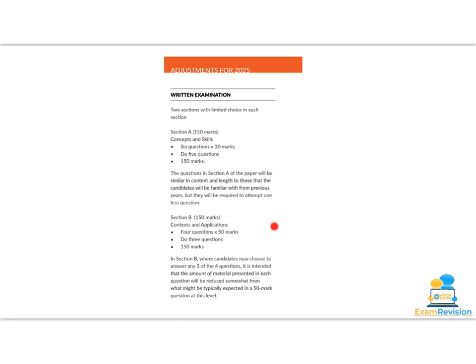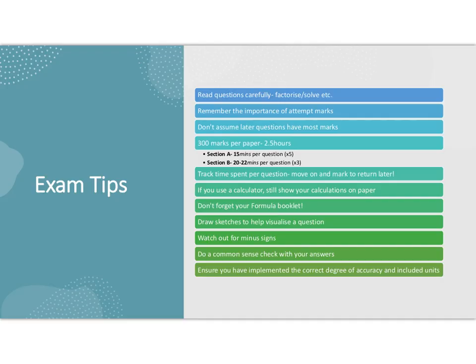For Section B, which is your context and applications section, where they'll generally put a couple of different topics together, you're going to have 4 questions and you're going to do 3 of them. Each one is worth 50 marks, so collectively that gives you your other 150 marks for Section B. You all need to be very aware, and I'm sure you are from your mocks, that both Paper 1 and Paper 2 have a Section A and a Section B, so each paper will be worth 300 marks.